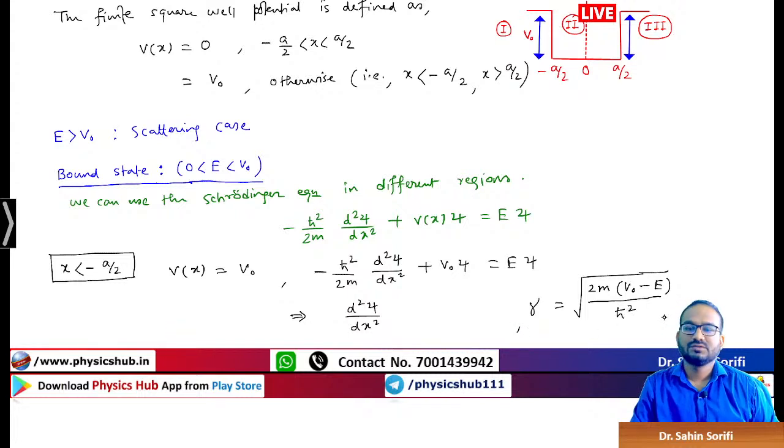So we have to write the equation in such a way that you get twice m V naught minus E. If you take this term to the other side, it will come out as plus. So what we can do is write minus twice m V naught minus E by h cut squared psi equals 0. Can I write it?